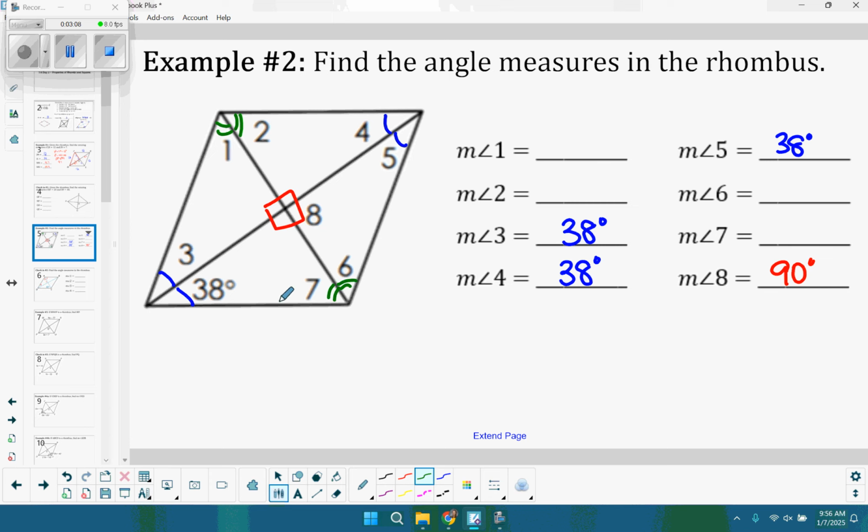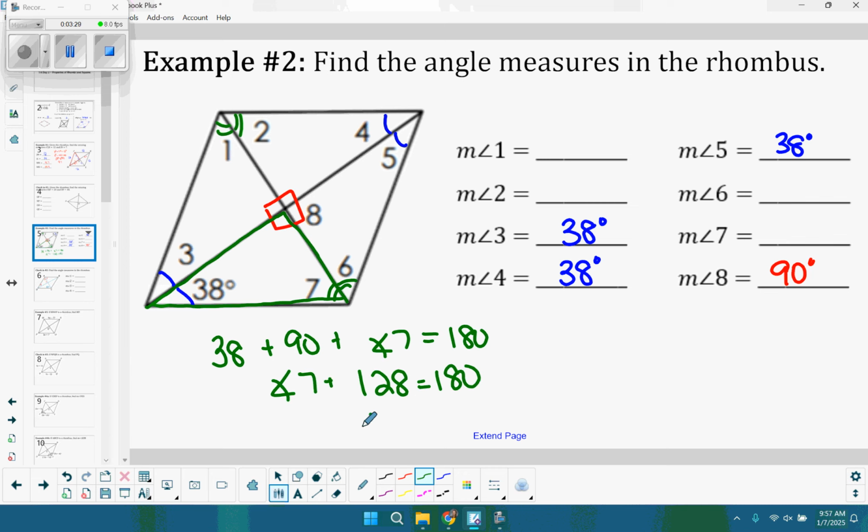And I have a few options to find it. What I will choose to do is use a right triangle right here. So I know that 38 plus 90 plus angle 7 is equal to 180, because this is a triangle that adds to 180. So that's going to be angle 7 plus 128. Take away the 128. So angle 7 is really 52 degrees, which means every one of those remaining angles is 52 degrees.